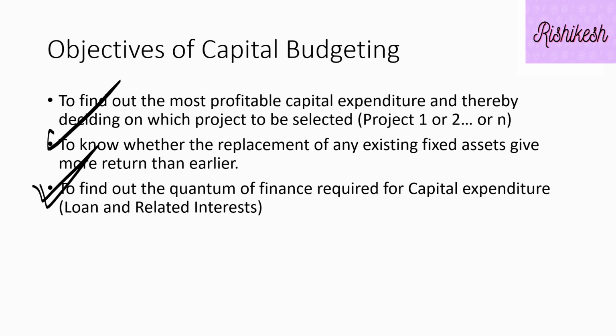So the first objective is to decide which project you should go on. Second is to decide on the replacement of an existing asset which is there. The third is to find the quantum of finance required for capital expenditure.